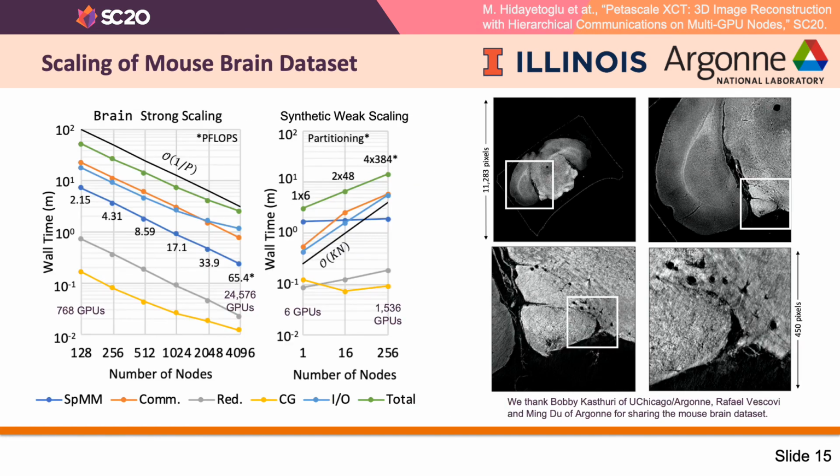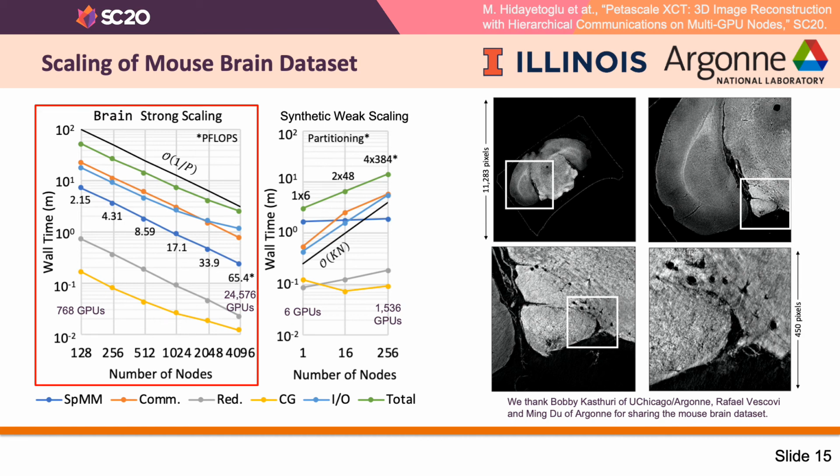To demonstrate a full-scale reconstruction on Summit, we use the heroic mouse brain dataset that is collected at the Advanced Photon Source of Argonne. With all optimizations on, it fits into a minimum number of 128 nodes with data parallelism. Then we strong scale up to 4096 nodes with batch parallelism. The total number of 24,576 GPUs reached 65.4 petaflops, which corresponds to 34% of Summit's theoretical peak performance.